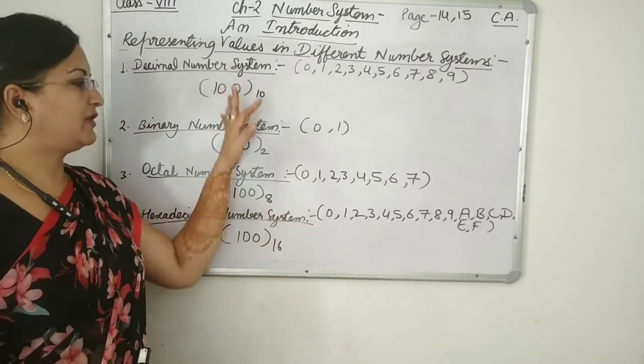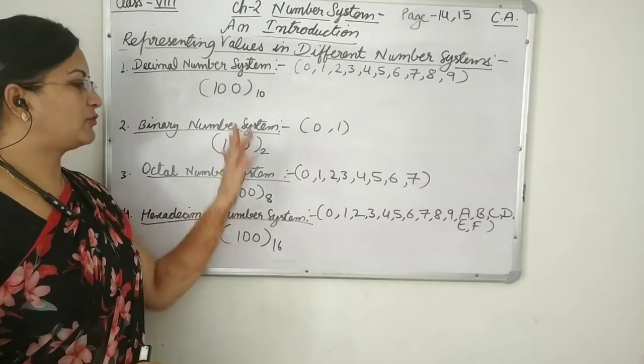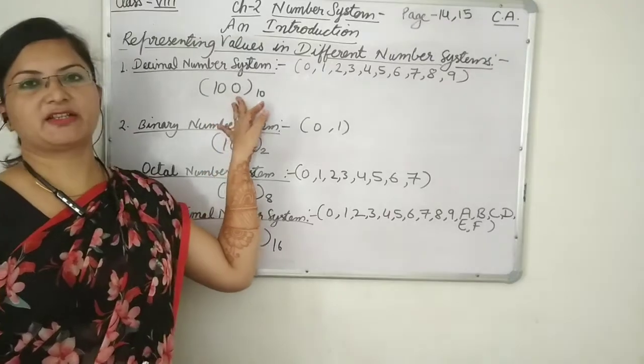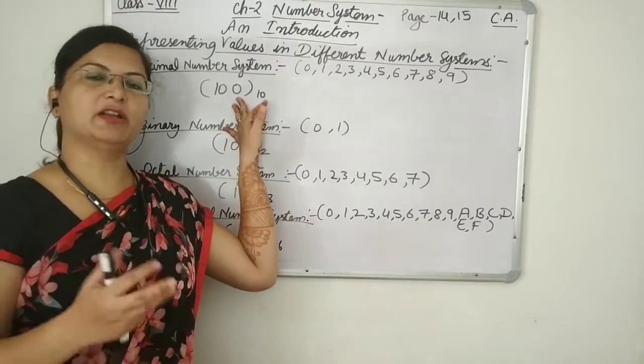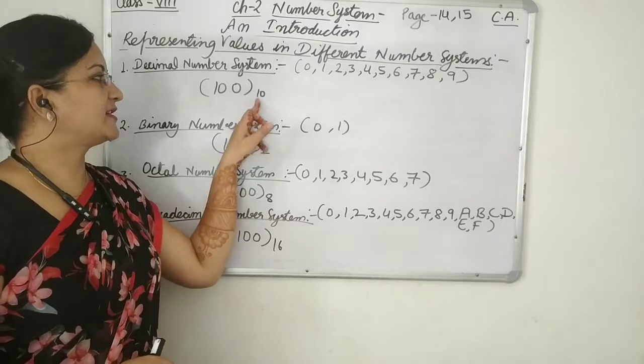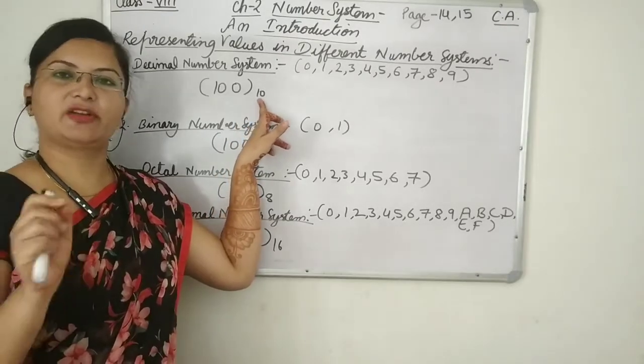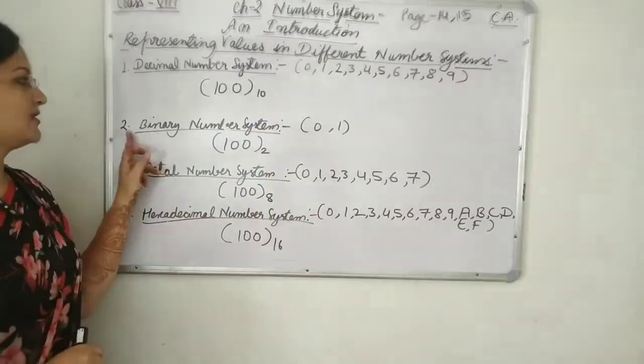So if I have given you a question in which you have to find out whether the number is decimal, octal, hexadecimal or binary, then we can simply understand it with the help of the base, and then you can write the answer. The next is the binary number system.